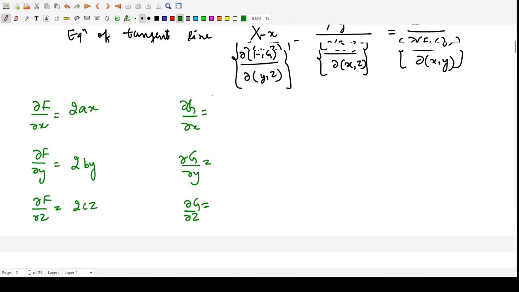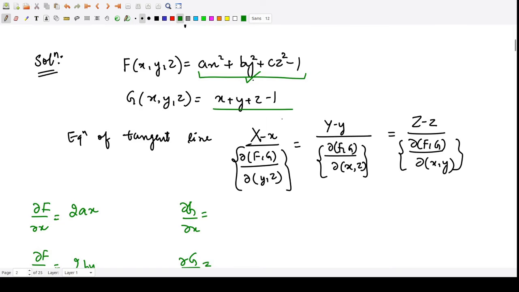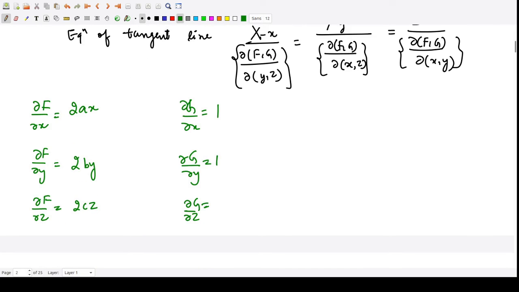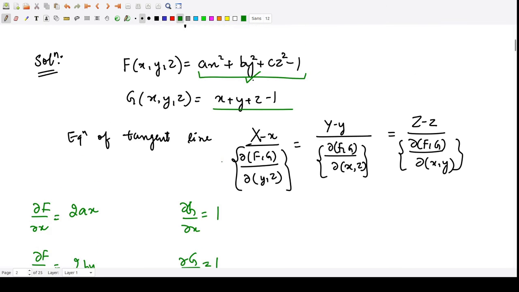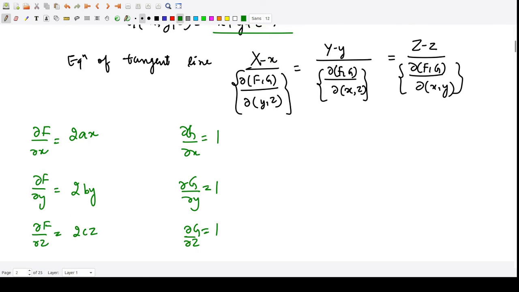And when you differentiate g with respect to x, that would be 1. Here also it is 1, here also it is 1. I think it is clear to you how to calculate these partial derivatives. So once you have these partial derivatives, then the Jacobian is calculated very easily. The formula, you should know the formulas.